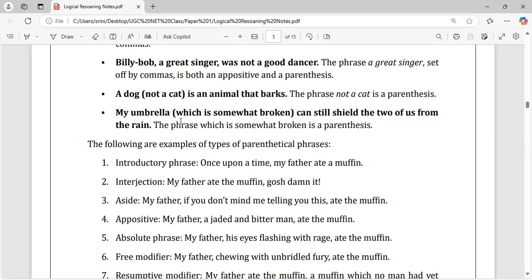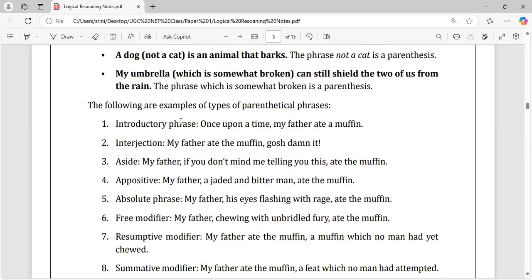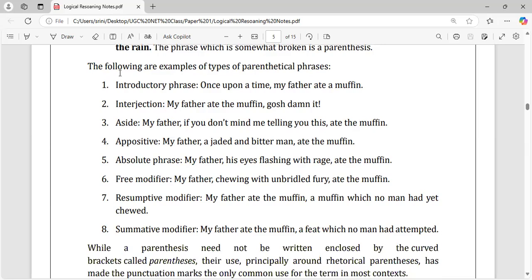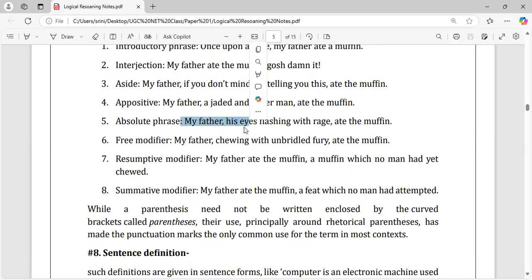Following are examples of types of parenthetical phrases. Introductory phrase: Once upon a time, my father ate a muffin. Interjection: My father ate the muffin, God damn it. Aside: My father, if you don't mind me telling you this, ate the muffin. Appositive: My father, a jaded and bitter man, ate the muffin. Absolute phrase: My father, his eyes flashing with rage, ate the muffin. Free modifier: My father, chewing with unbridled fury, ate the muffin.